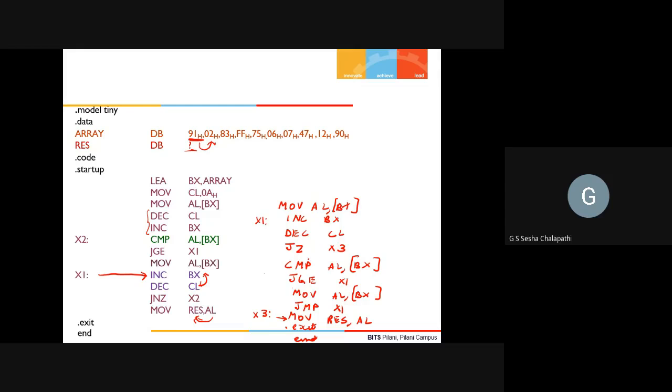If CL is not 0, then I will compare AL with BX. Because BX is pointing to the next location, it will compare. If AL is greater than or equal, I will not do anything. I will have to do the next comparison, that is increment BX. So now BX will go to the third byte here. Decrement CL. JZ X3. So now you observe what is happening: even before I do a comparison, I am actually checking whether CL is zero or not.